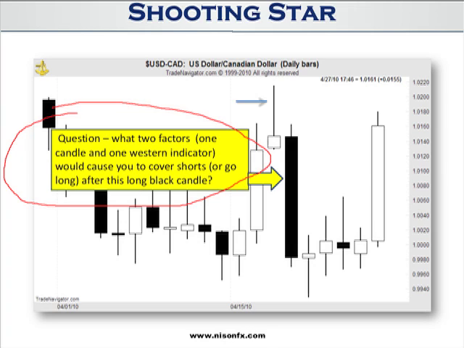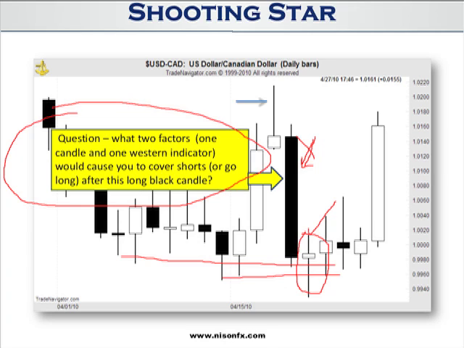Okay, and what two factors, one candle and one Western, would cause you to cover shorts or to go long after this black candle? Well, let's think about this. Okay, bears are in charge. Okay, over here, this is the candle I'm asking about. Over here, let's think about what's happening. The small real body is showing us there's an equilibrium almost between the bulls and the bears. And from a Western perspective, isn't this confirming a support level shown by the two red lines?